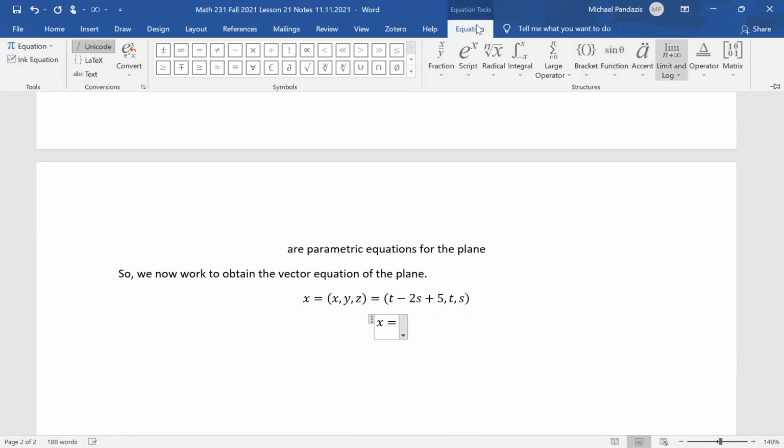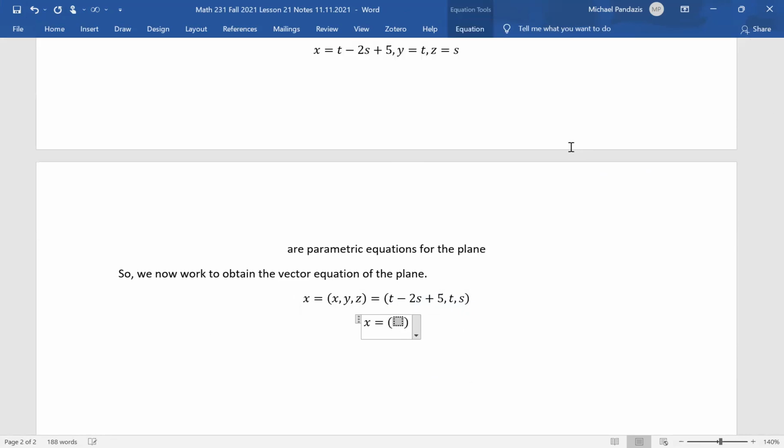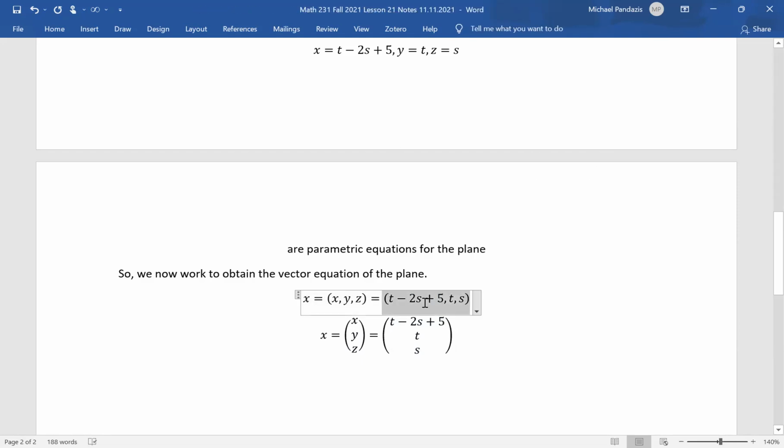So here, you can think of x as equal to x, y, and z. And this is equal to the first coordinate t minus 2s plus 5, second coordinate t, third coordinate s. Remember, a finite n-tuple is just having commas here. It's a horizontal list, essentially. So an n-tuple is a horizontal list.